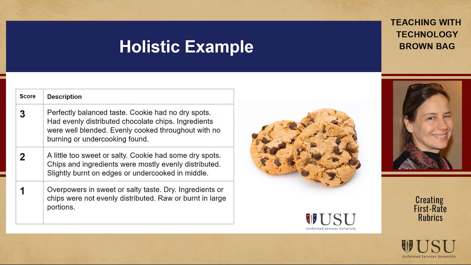For instance, what would you do if the cookie met all of the attributes of a 3, with no dry spots, perfectly distributed chips, all that, but it was really salty? That would be an example, because when you have all these different things going on, where is it going to fall if it doesn't have every single quality? That is the risk, subjectivity, but it still can be a tool, and there's a place for it for sure.